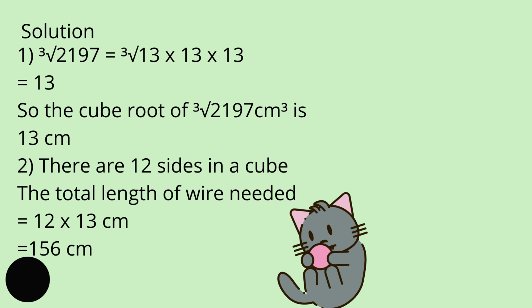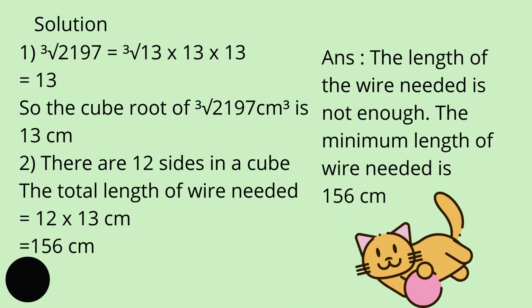So now we know each side of this cube is 13 cm. There are 12 edges in the cube. So we take 12 times 13 cm. The total length is 156 cm. The answer is the length of the wire is not enough because Malik only has 150 cm. The minimum length of wire needed is 156 cm.